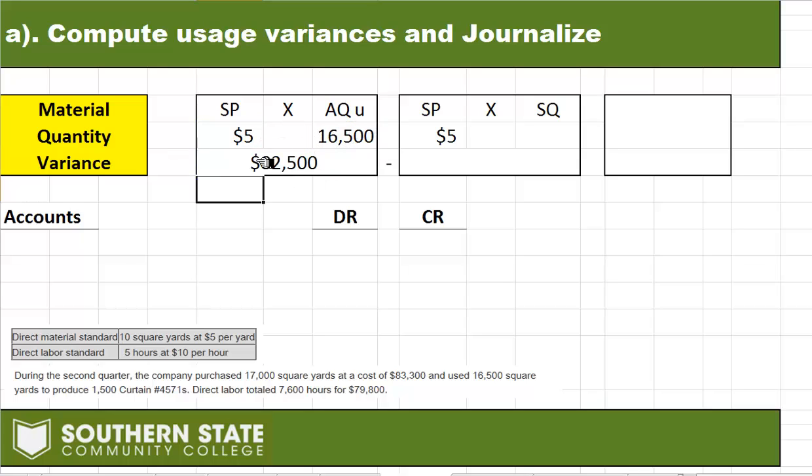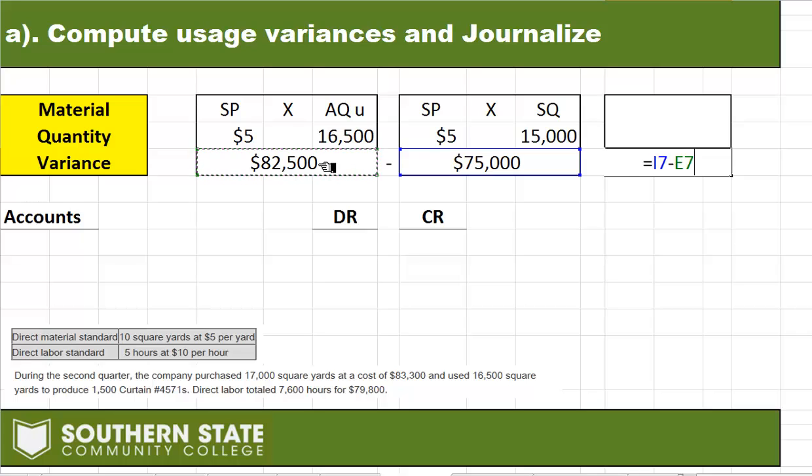We used $82,500 worth of material. The standard that we were supposed to use was 10 square yards per item. So we made 1,500 curtains, 10 square yards apiece. That standard would be 10 square yards apiece times 1,500 units, which is 15,000. We do the math on that. 5 times 15,000 gives me 75,000.